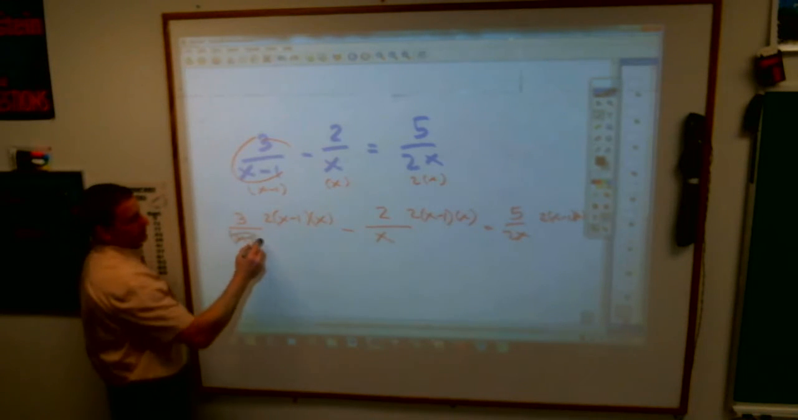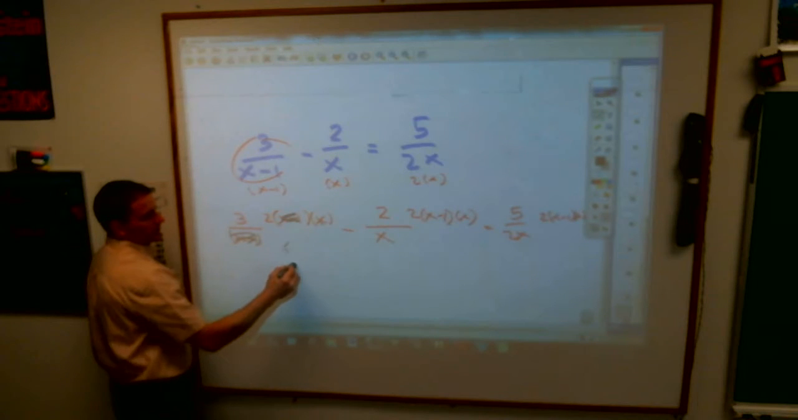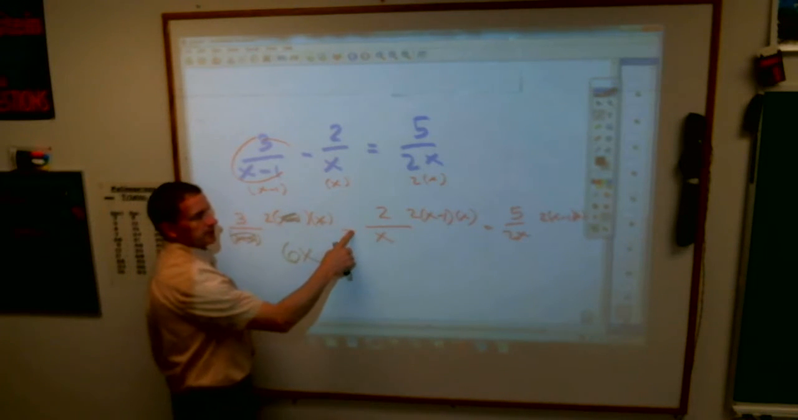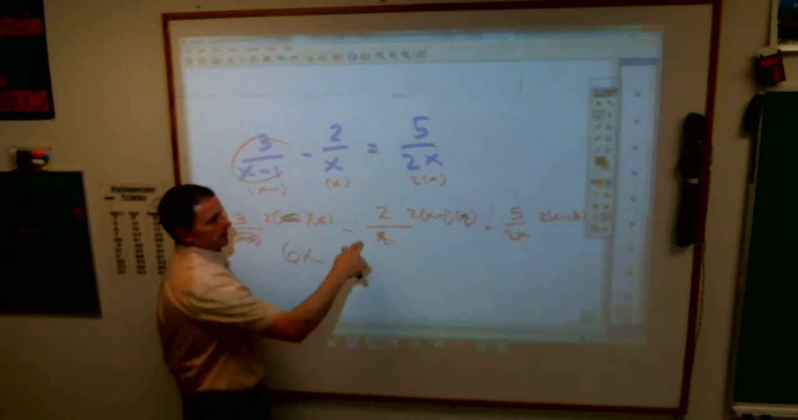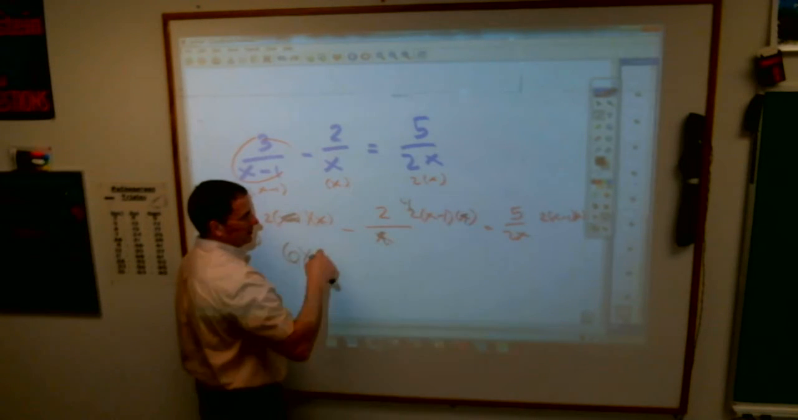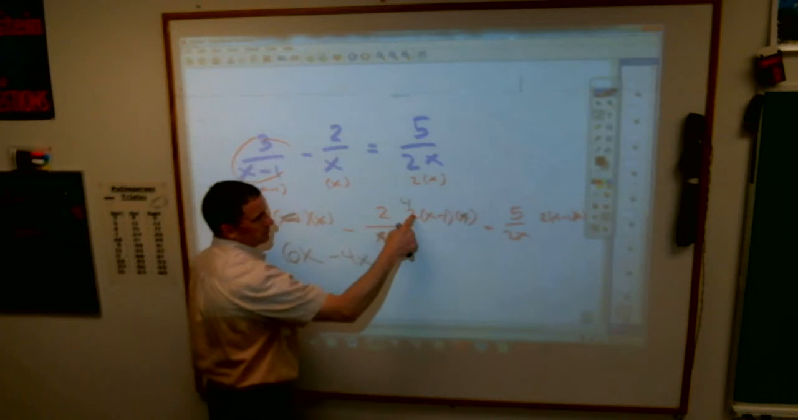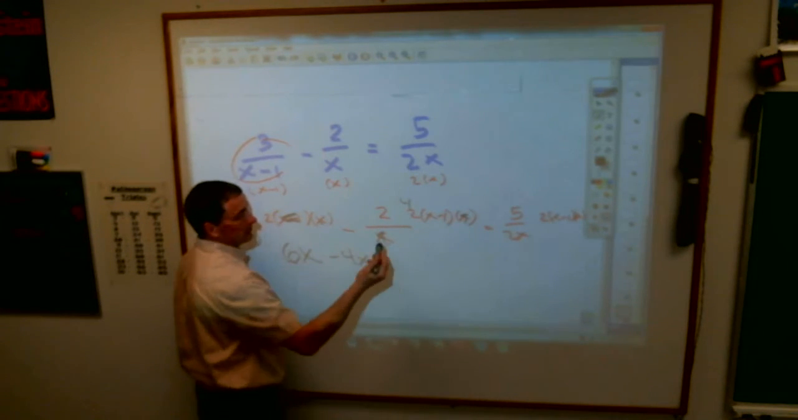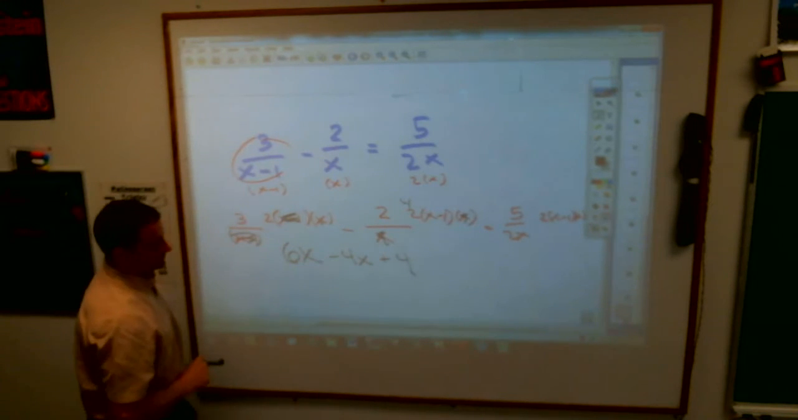X minus 1 crosses off with the x minus 1. 3 times 2 times x is 6x. Here you gotta watch out for this little guy here. X crosses off with this x. You're left with 2 times 2, which is 4. 4 times x is 4x, but it's a minus there, so it's minus 4x. 2 times 2 is still 4, times a minus 1 is a minus 4, but it's a minus there, so it's a plus 4. Are you with me on that?